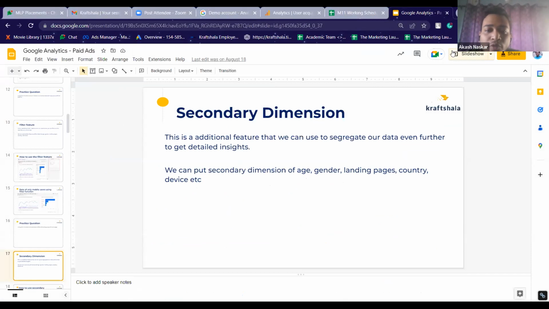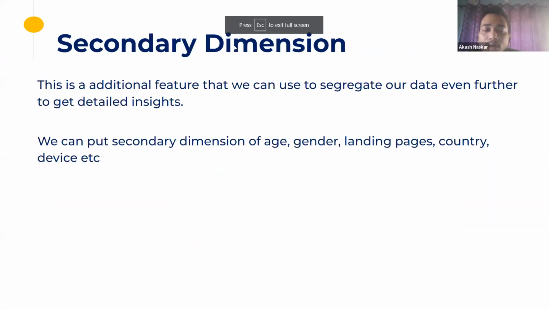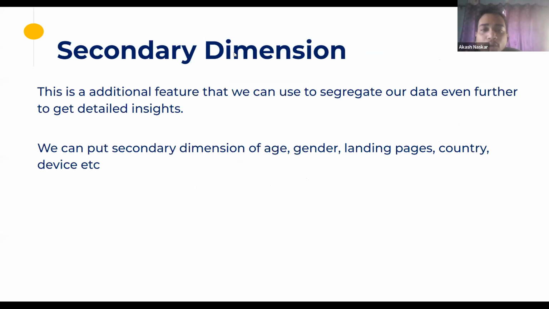Cool. Moving on. The third functionality that we should be focusing on is secondary dimension. Now, what is secondary dimension? Secondary dimension is specifically a particular segment of the first. What is the first dimension? So if there are three levels of data, right?